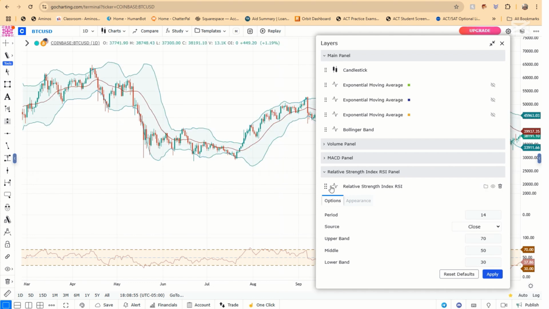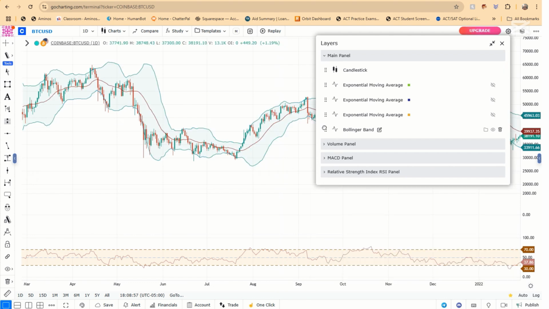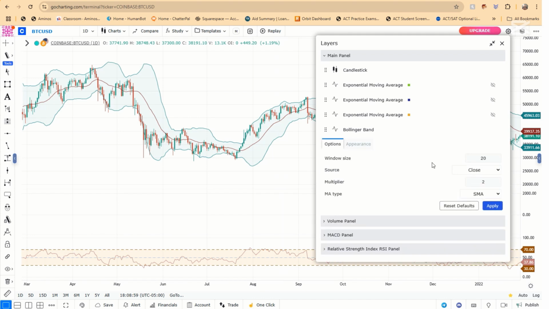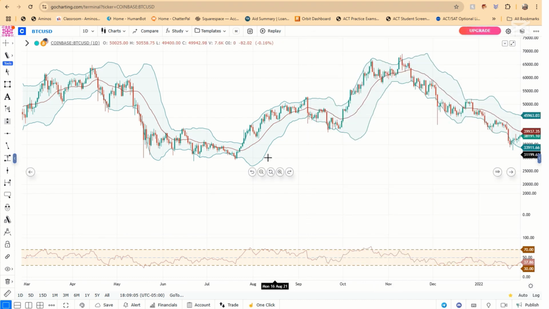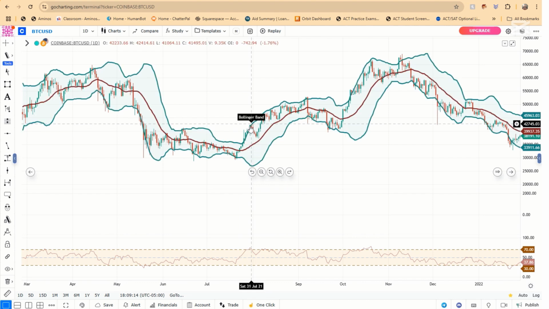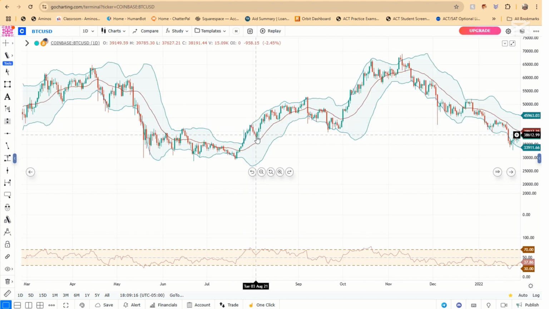So let's get this a little smaller, and let's just click on Bollinger Band. We got window size, multiplier, SMA, perfect. Everything looking good. All right, so when we have the price action going to the top of the Bollinger Band, that means it's getting pretty bullish, and most likely as we get to the top, we're going to be selling off. That happens quite often, right?